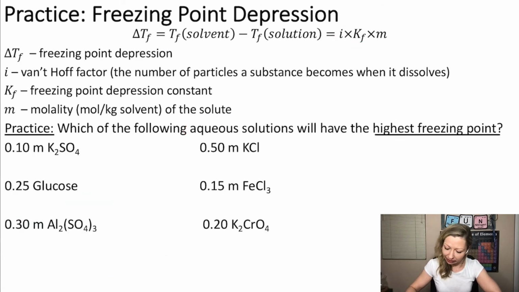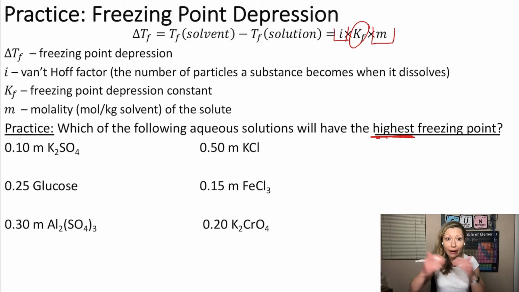Okay, let's take a look at another example. So here we need to figure out which one will have the highest freezing point, and we have different molalities given, and we also need to figure out the Van't Hoff factor. So K sub F is a constant, and we will need to multiply the molalities by the Van't Hoff factor to figure out how big the change in the freezing point is.